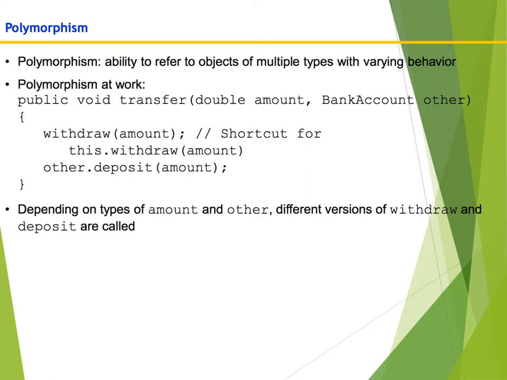For example, if other in this example refers to a CheckingAccount, then the deposit method in the last line of this method will call the implementation of the deposit method in the CheckingAccount class. However, if other refers to a SavingsAccount, then the deposit implementation of the SavingsAccount class will be executed in the last line of this method. So depending on the type of amount and other, different versions of withdraw and deposit are called.